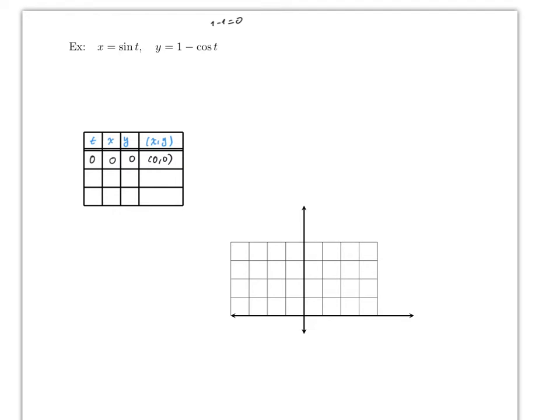Then let's use pi over 2. Remember that sine of pi over 2 is 1. Cosine of pi over 2 is 0. So it will be 1 minus 0, which is 1. And therefore, this will be the point 1, 1. And then let's go with pi. So this is pi. Sine of pi is 0. But cosine of pi, remember that cosine of pi is negative 1. So 1 minus negative 1 is 2. So this will be the point 0, 2.